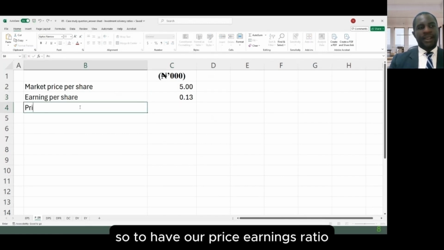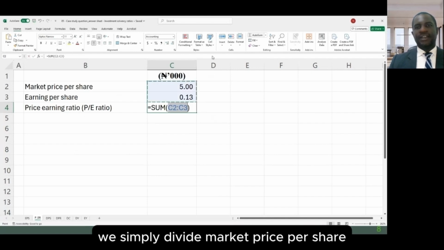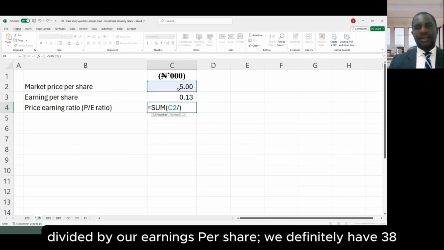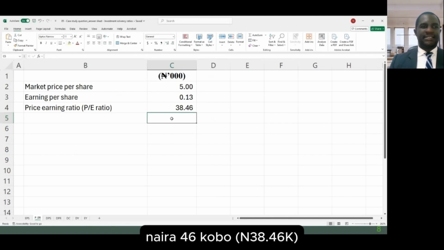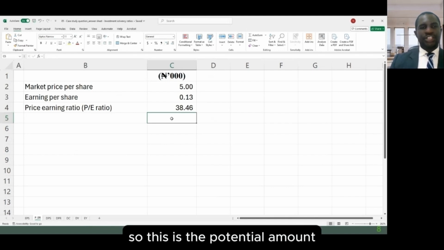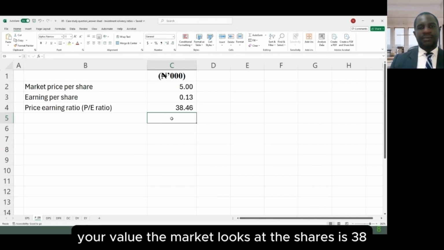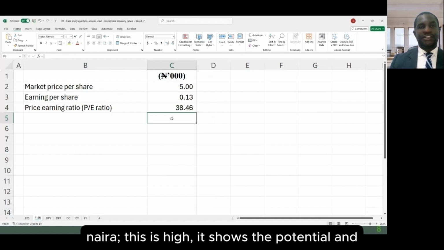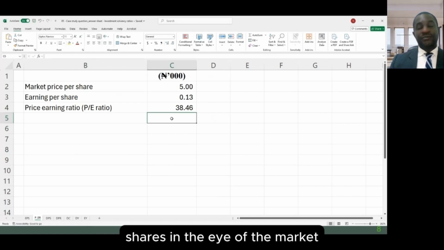So to have our price earnings ratio, which is the PE ratio, simply divide market price per share by our earnings per share. We have 38 naira 46 kobo. So this is the potential amount investors are willing to pay for the shares. The value the market looks at the shares is 38 naira. This is high. It shows the potential, the futuristic expectation of this company's shares in the eye of the market.